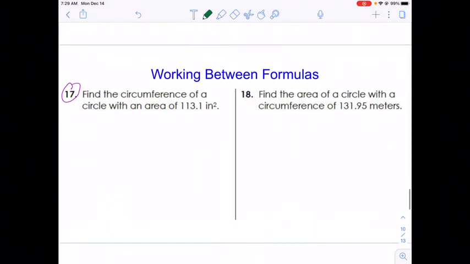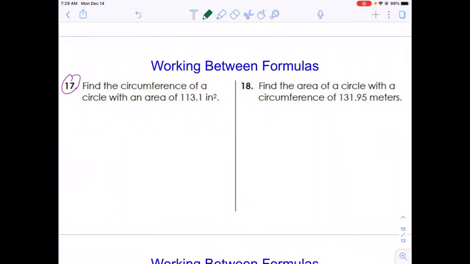All right, let's look at 17. Find the circumference of a circle with an area of 113.1 square inches. Okay, so we're starting with the area this time. Area is equal to pi times the radius squared. And so since we're dealing with the area, we're going to have the radius here, so we're going to use the 2 pi r formula. So area is equal to 113.1 equal to pi times the radius squared. So notice there's not a pi in our area right here, so we have to divide it out, and it's going to be a decimal, but kind of like we did before.